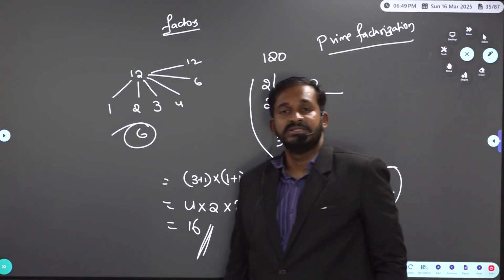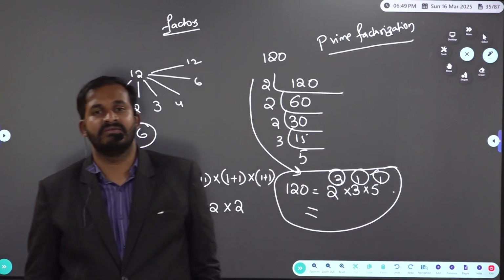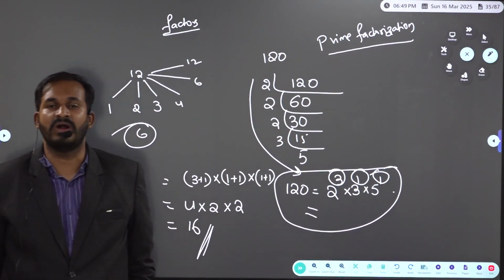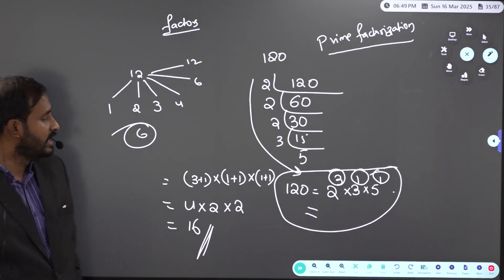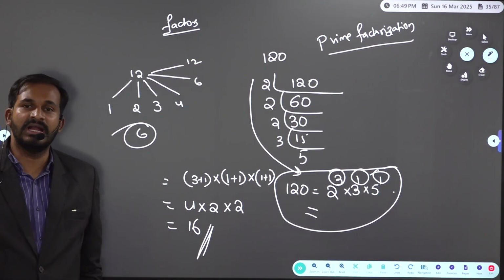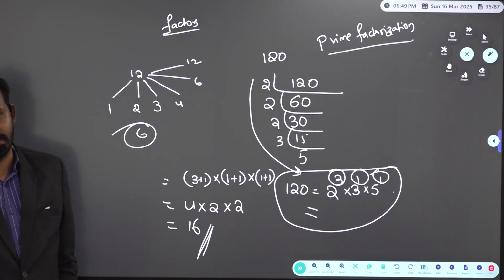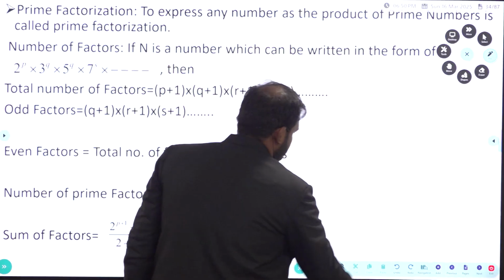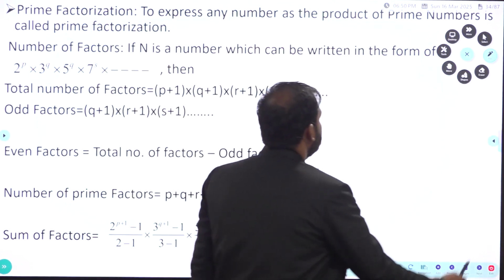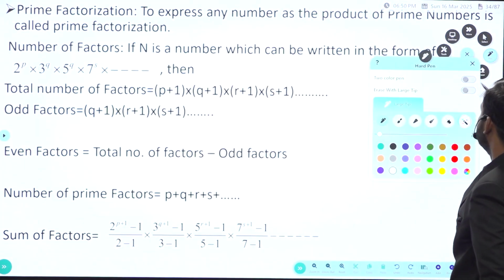That means simply do the prime factorization for the given number and then add 1 to the powers and multiply them, so that you will get the number of factors for the given number. The same thing we have written here. Please observe here. We have written the same thing here.